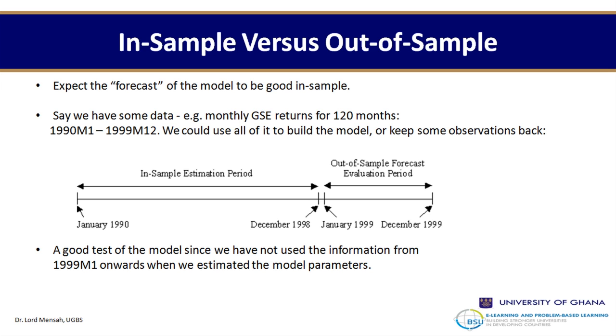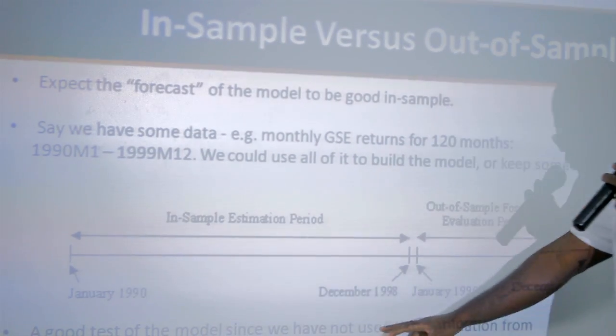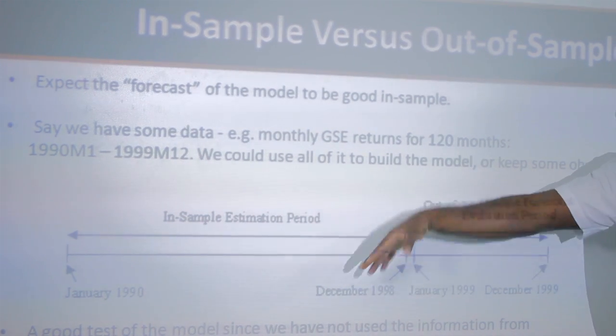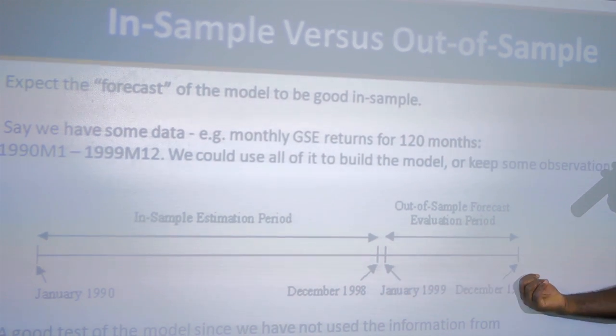So if we have some data, monthly Ghana Stock Exchange returns for 120 months, so we're looking at month 1 of 1990 to December 1999, which is month 12. We could use all of it to build the model or keep some observations back to use for forecasting. So look at how we split the data. Within the sample, we can use January 1990 to December 1998 to build a model. Then we forecast out of sample.